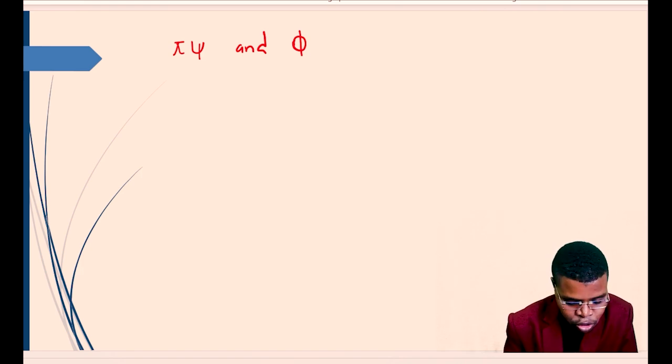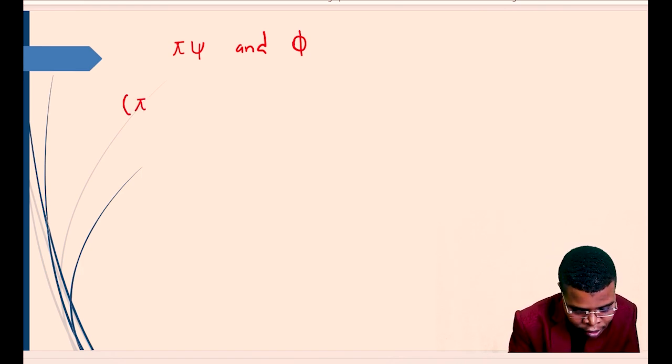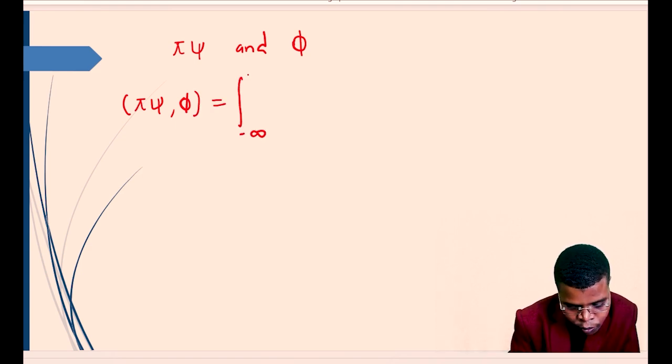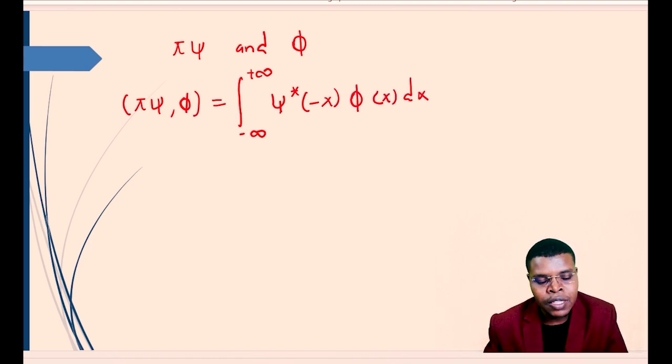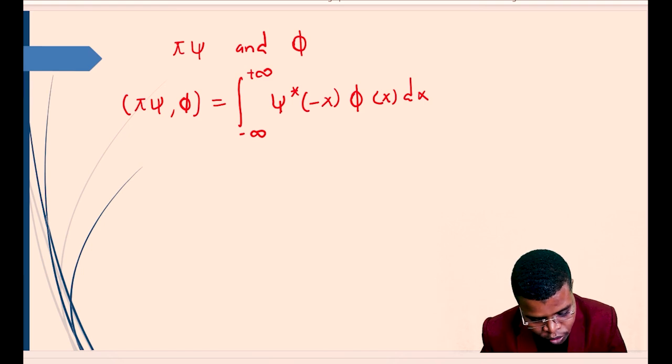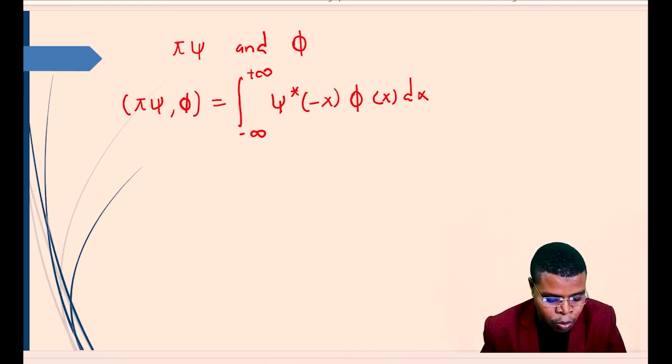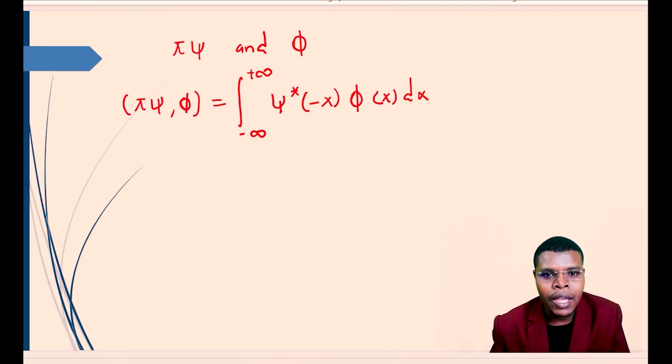The scalar product of these two functions can be written as ⟨ψ, Pφ⟩, which is equal to the integral from minus infinity to positive infinity of ψ*(x) φ(−x) dx. This is the scalar product of these two functions. So when we apply the Parity operator to the function φ, what will happen if we apply the Parity operator to the function ψ?